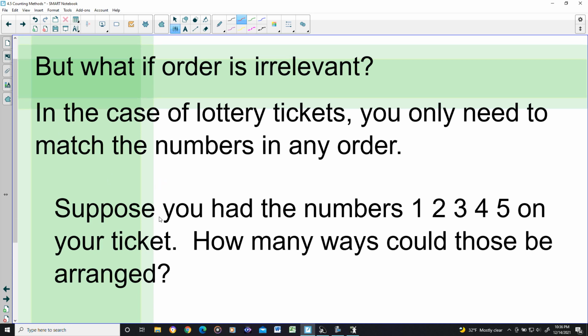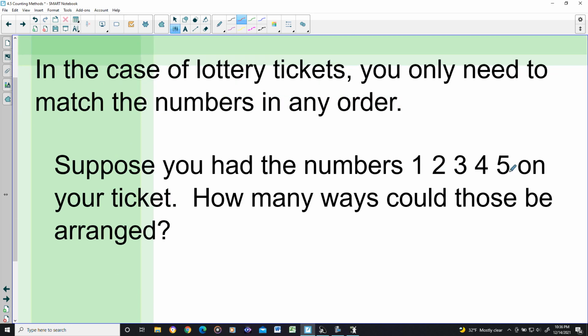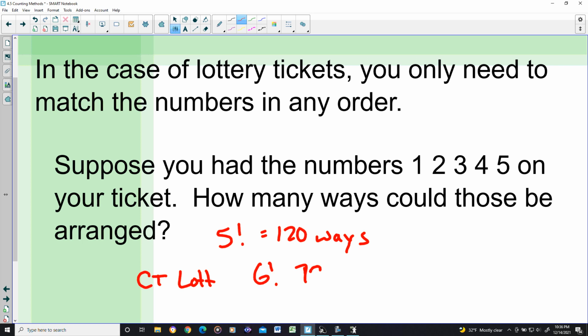So like before, we had the numbers 1, 2, 3, 4, 5 on your ticket. How many different ways could they be arranged? Well, we have the notation for that now, 5 factorial, and that's 120 different ways. For the 6 lottery ticket numbers, 6 factorial, which is 720 ways.